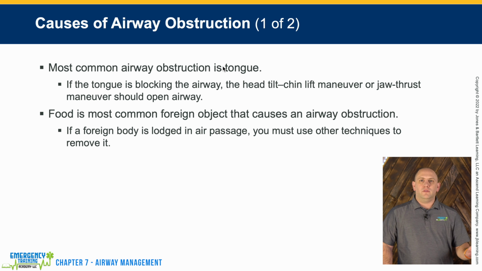So the main causes of airway obstructions, talked about the main cause already, and that is going to be the tongue blocking the airway. That is easily fixed by doing either our head tilt chin lift. Our next most common is going to be food, hard candies, things like that. It's also really common for children to put small objects into their mouths and inhale, such as toys or balloons or coins. And then we also see a lot of vomit.